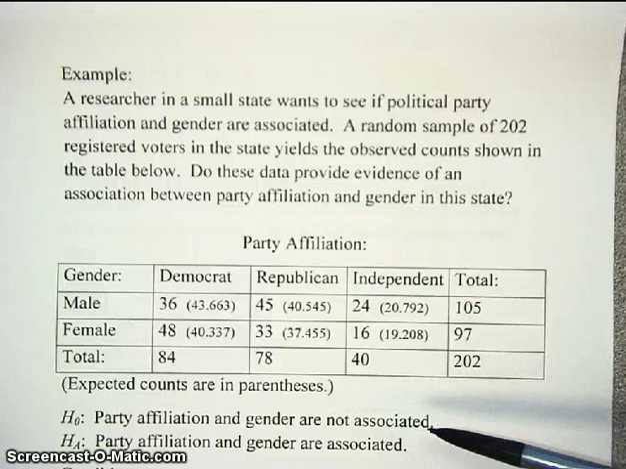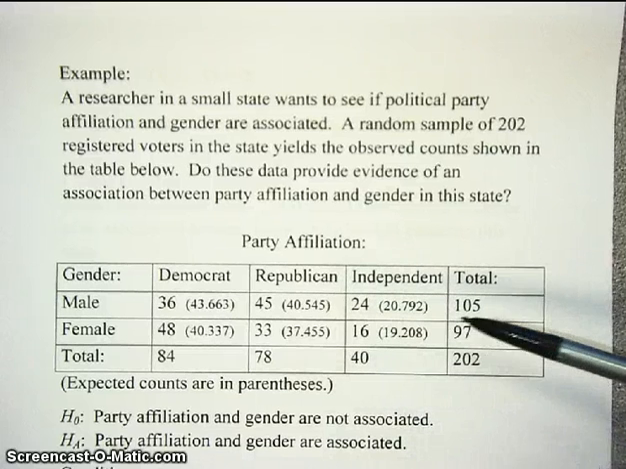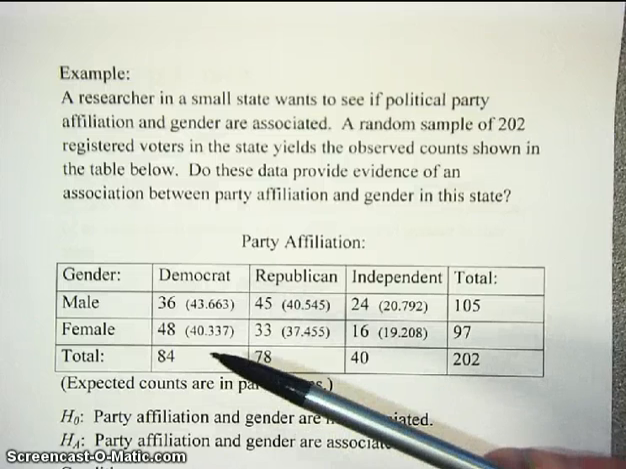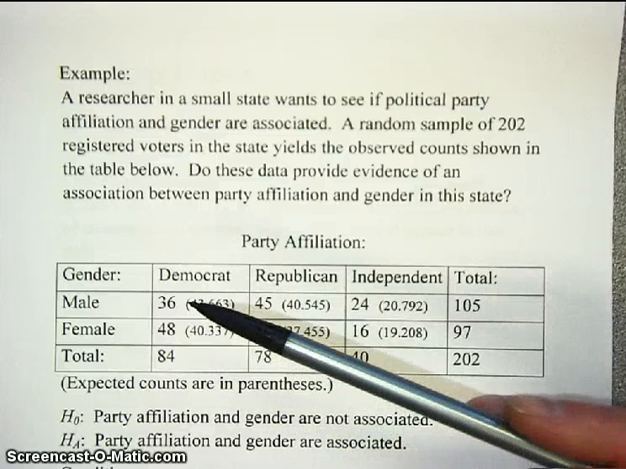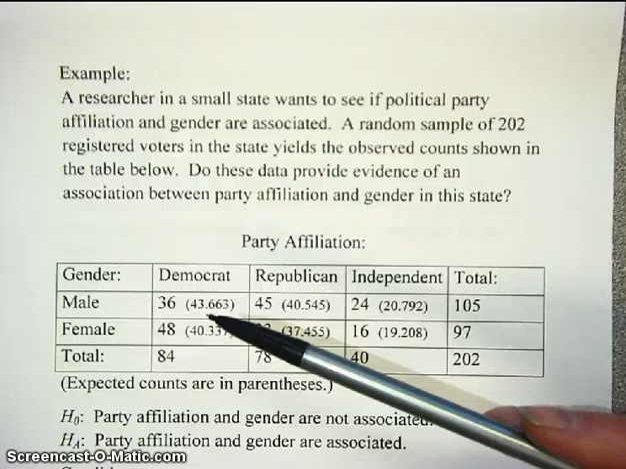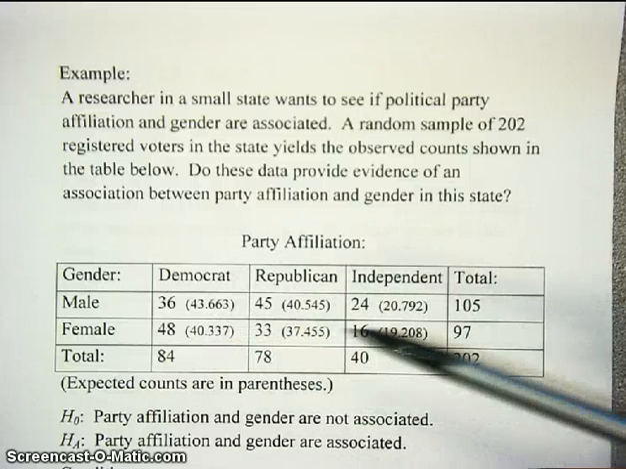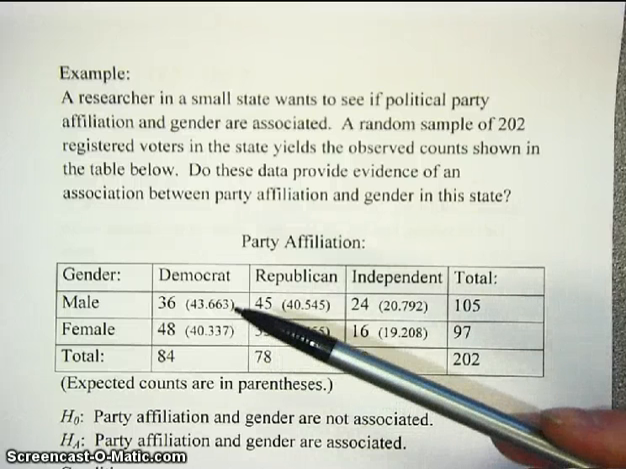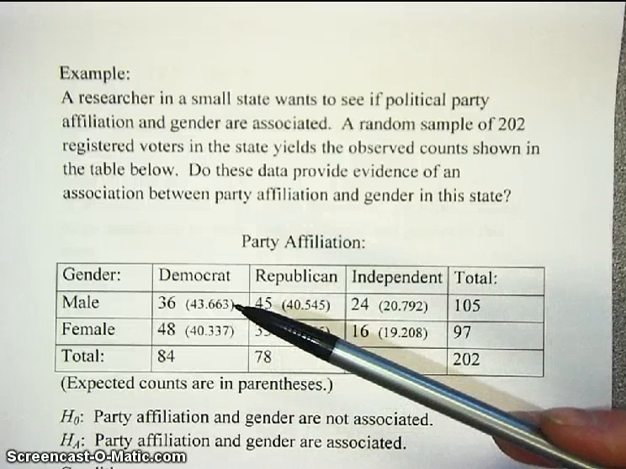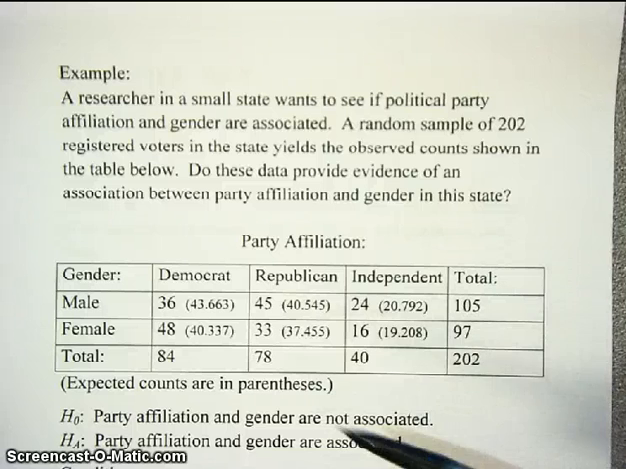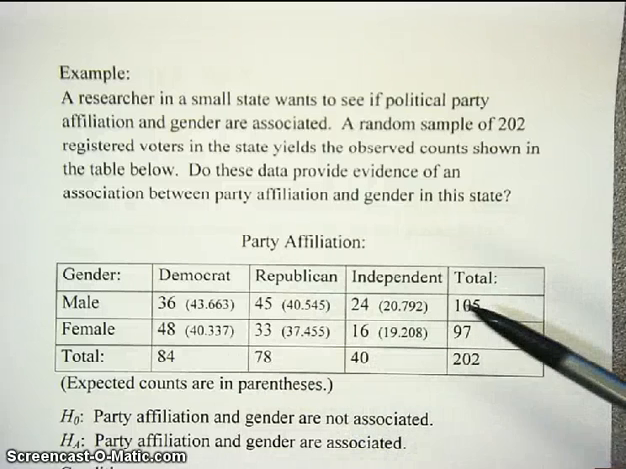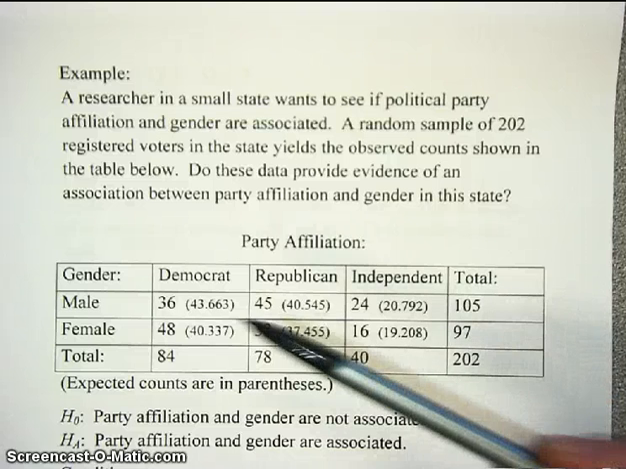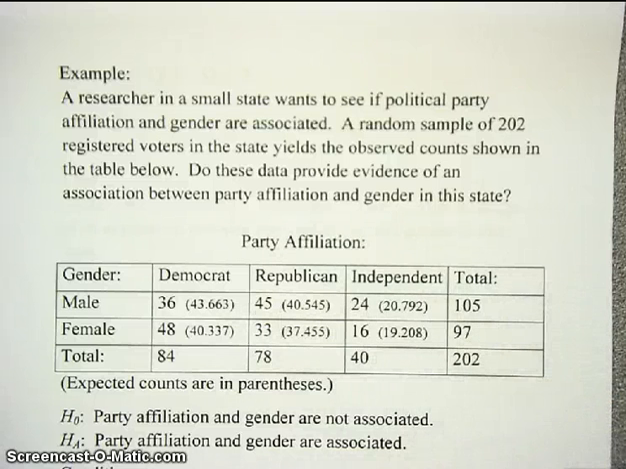Now, if they're not associated, you would expect 105 out of 202 times these 84 Democrats to be in this cell right here. So we've got 84 Democrats total, and 105 202nds of them should be in the male row. And all the expected counts are calculated that way. It just amounts to multiplying the row total by the column total divided by the table total. I got all of these off the calculator when I ran the test.